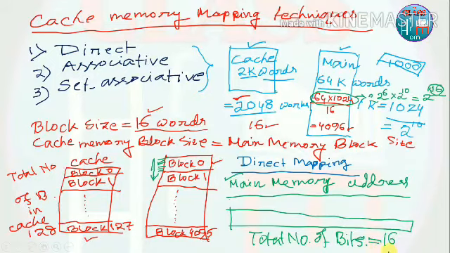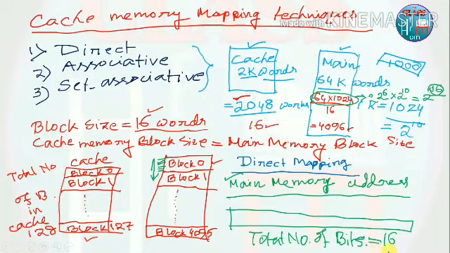Clear? And the third part is called word. Clear? Word. So these are the names of these three parts. So the total size will be 16 bits. This 16 bits is divided into three parts, and the names of these three parts are tag, block, and word.